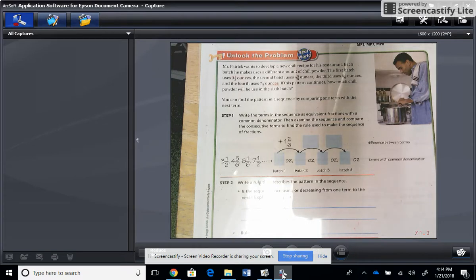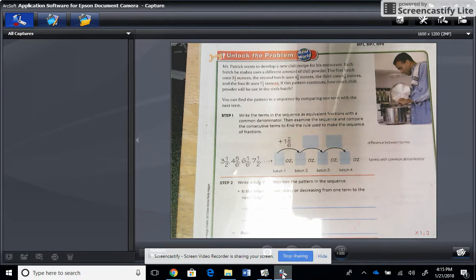Okay, we're going to do patterns with fractions. In this lesson, we get to add, we get to subtract, we get to change a mixed number into an improper fraction, an improper fraction into a mixed number. We're really going to use everything we know. But the first thing we have to do is find the pattern.